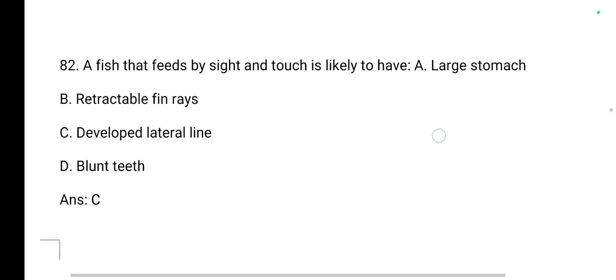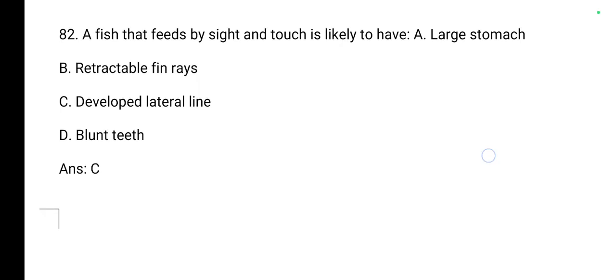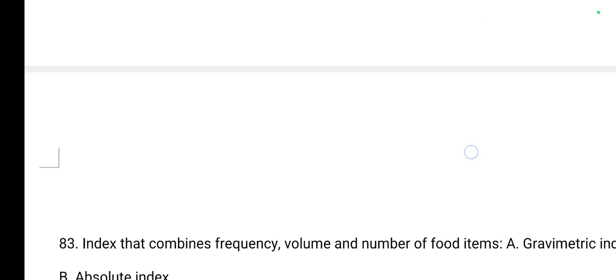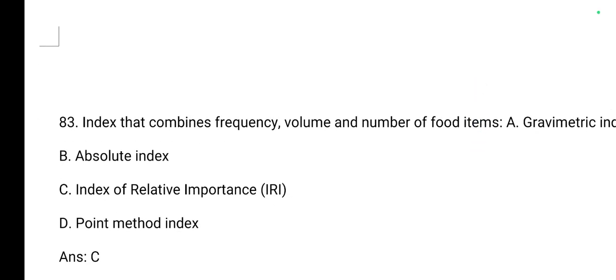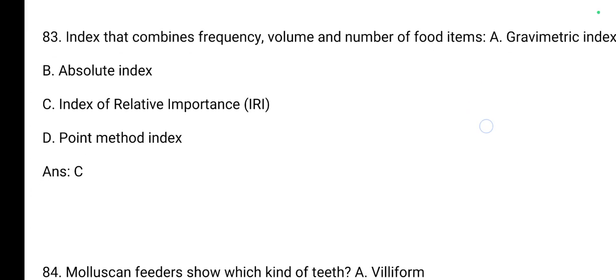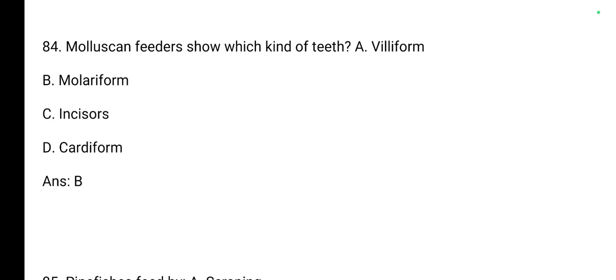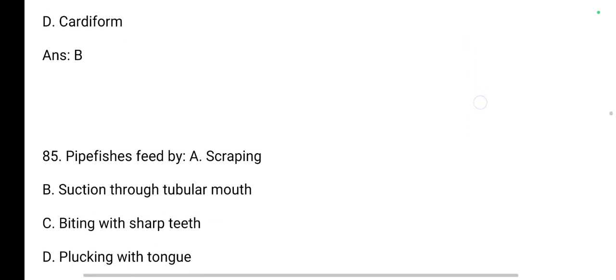A fish that feeds by sight and touch is likely to have, so they are likely to have developed lateral line. Index that combines frequency, volume and number of food items. So the answer will be index of relative importance. Molluscan feeders show which kind of teeth? So it is molariform teeth.